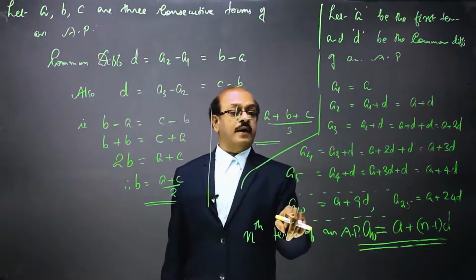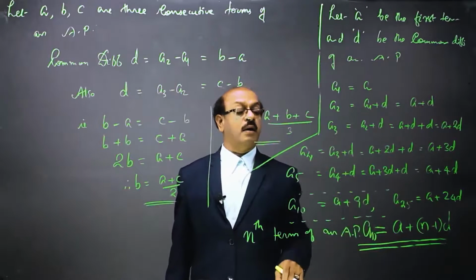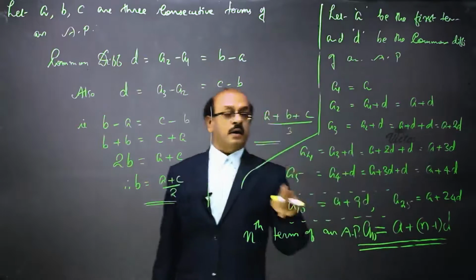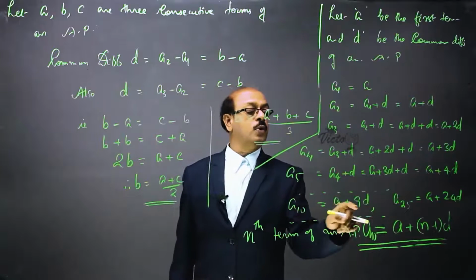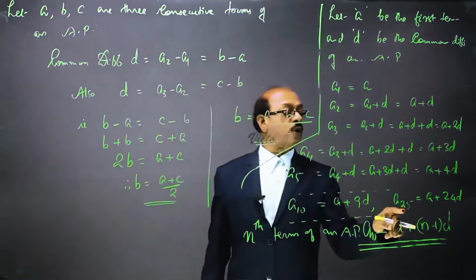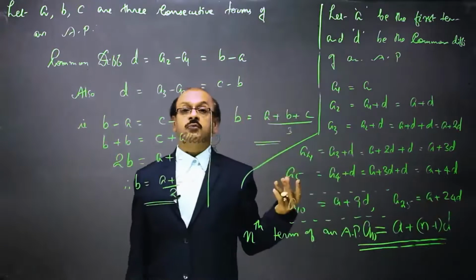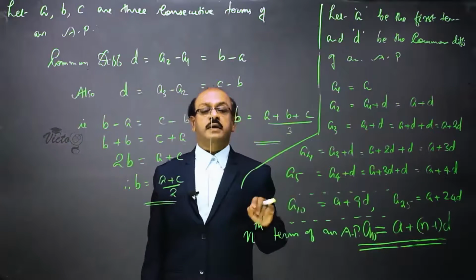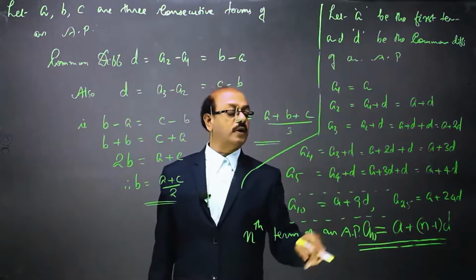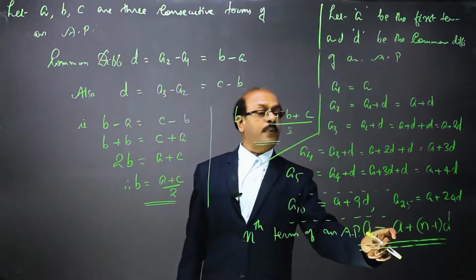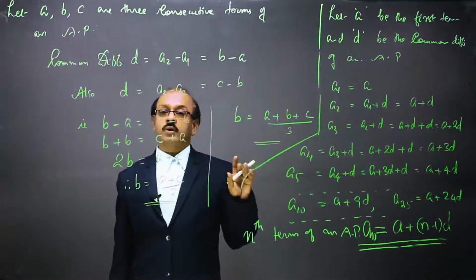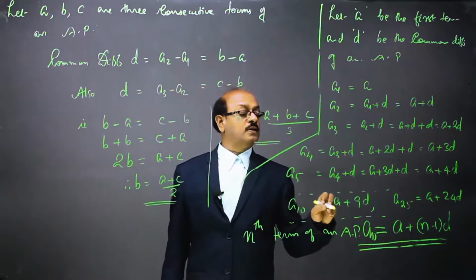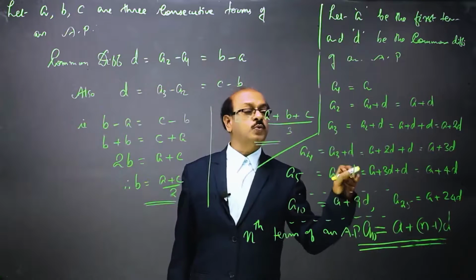Now, we get A10 is equal to A plus 9D because A5 is equal to A plus 4D and A4 is equal to A plus 3D. In the same way, A10 is equal to A plus 9D and A25 is equal to A plus 24D. Then what will be the 100th term? A100 will be A plus 99D and so on. The nth term of an AP, AN is equal to A plus (N minus 1) into D. Very, very important formula. We must learn it by heart. That is, the nth term of an AP, AN is equal to A plus (N minus 1) into D.